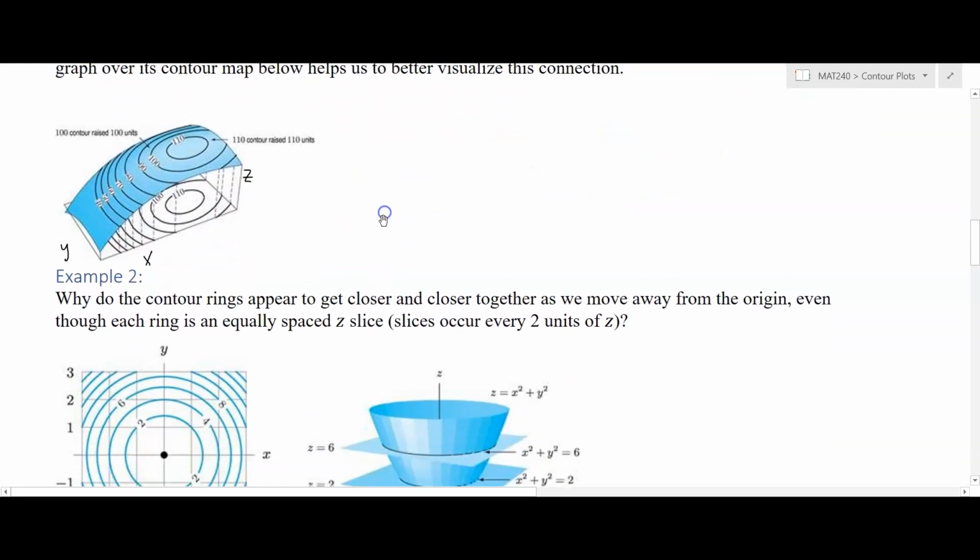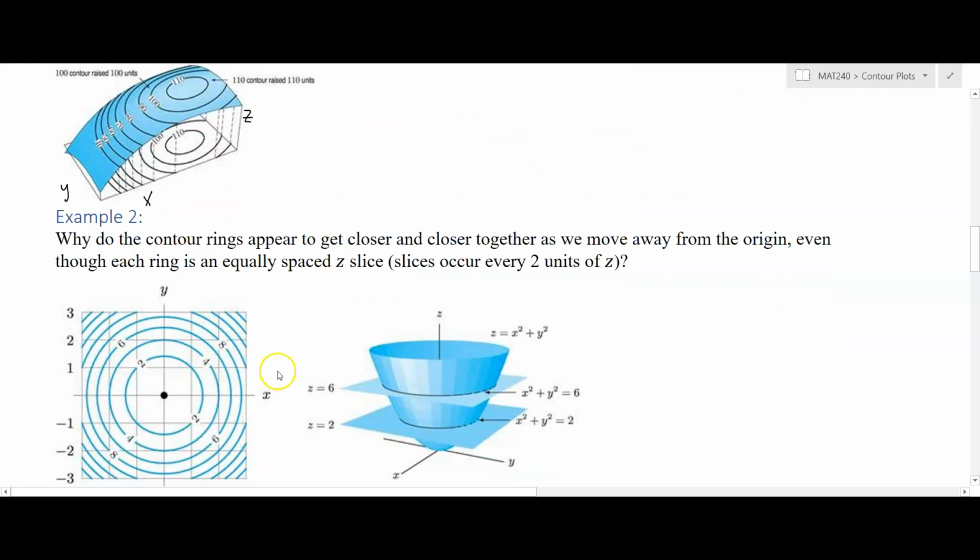So to begin understanding this, here is kind of an image of a different paraboloid to give us the sense of what's going on. Why do the contour rings, so each one of these is a contour ring, appear to get closer and closer together as we move away from the origin, even though each ring is an equally spaced z-slice? Notice that each of these contours occurs every 2 units of z. So we have this circle represents all the points in the xy plane where z is 2, all the points xy where z is 4, and then 6, and 8, and 10, and 12.